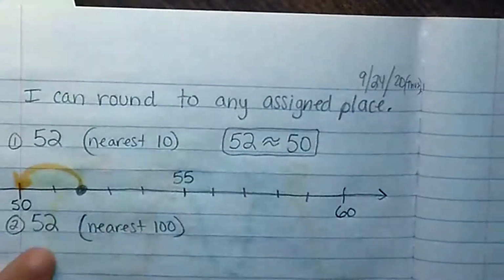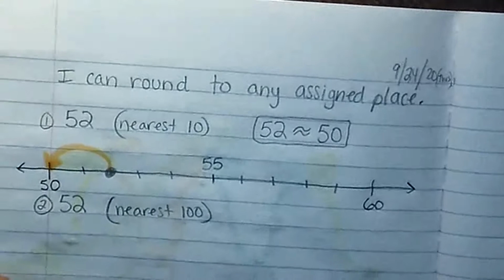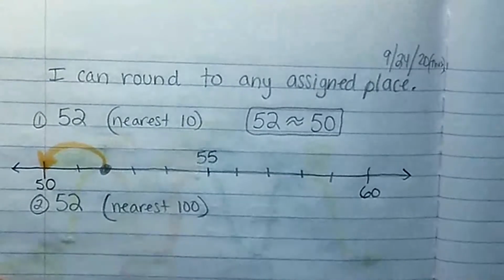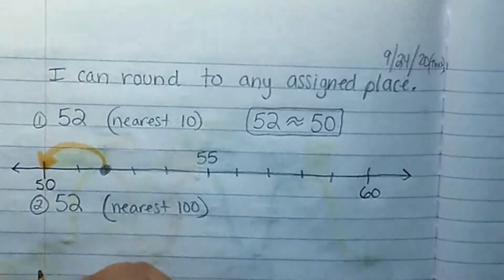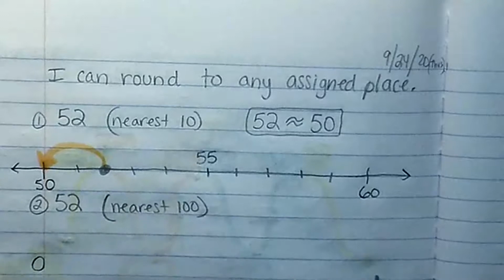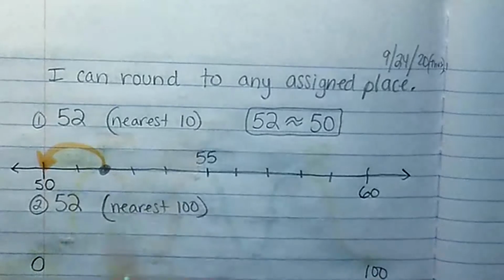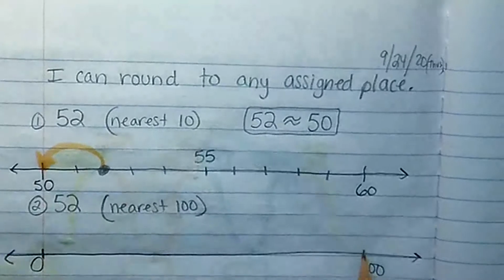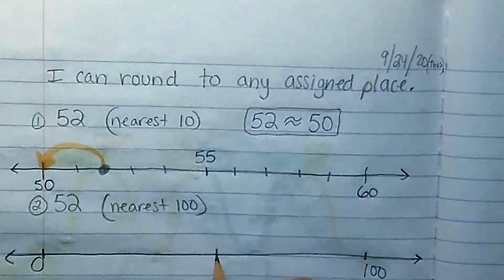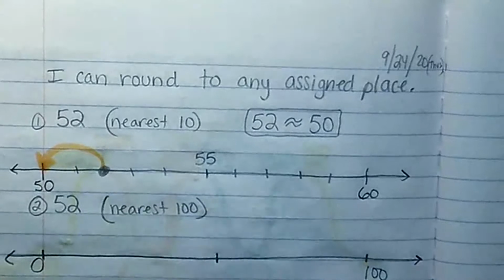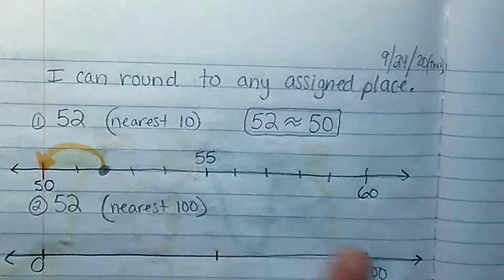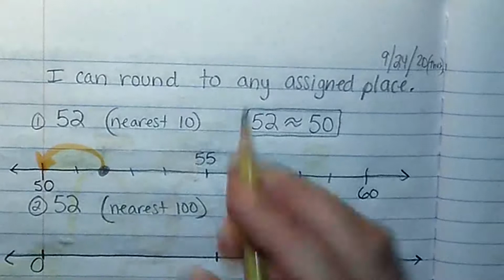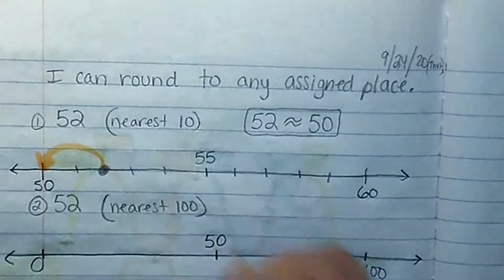Now I'm going to show you how rounding 52 again, but to a different place, will give us a different answer. This time it says to round to the nearest 100. So I want to know, does my number come closer to 0 or closer to 100? So I'm going to draw my number line. And the first thing I need to figure out is what number is my midpoint? Which number comes right in the middle? So it's half here and half here. If you said 50, you're exactly right.